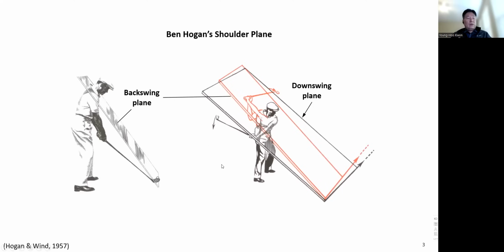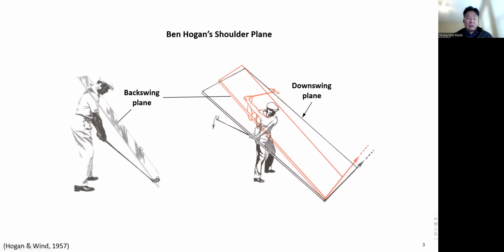Okay, when we hear the term swing plane, we tend to connect it to the motion plane of the club, the plane along which the club is moving. So again, swing plane generally means the plane of motion of the club. However, some of the popular plane definitions that we're currently using are not really related to the motion plane of the golf club. So for example, here's Ben Hogan's shoulder plane.